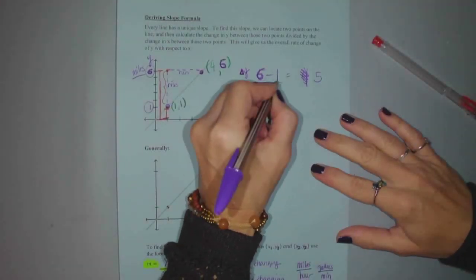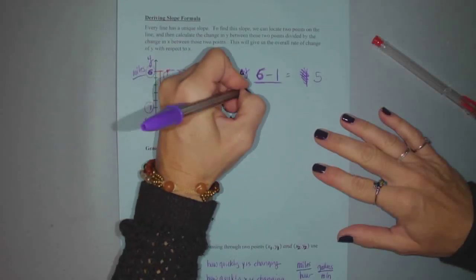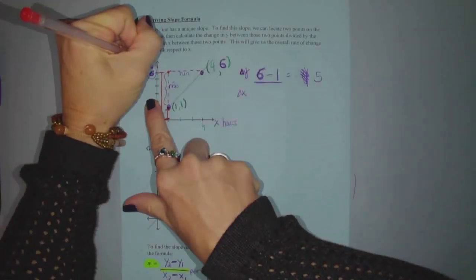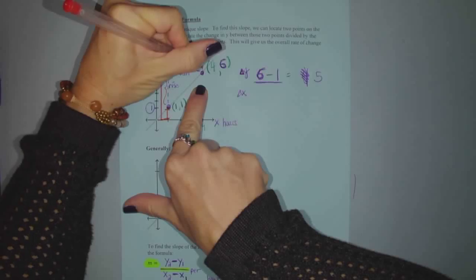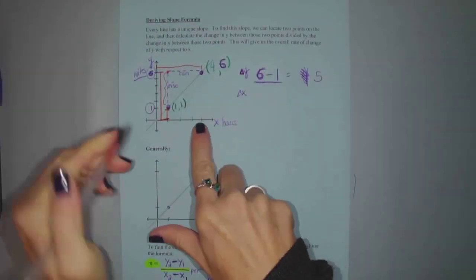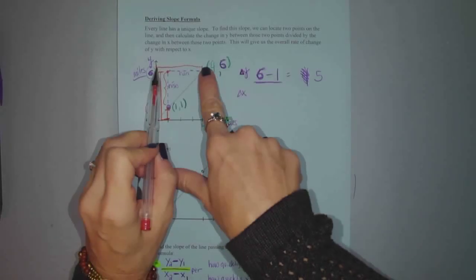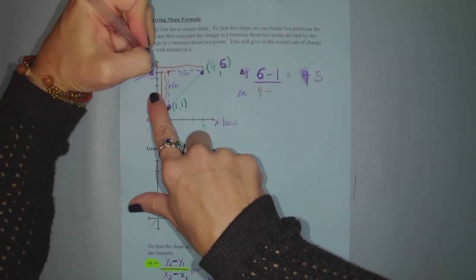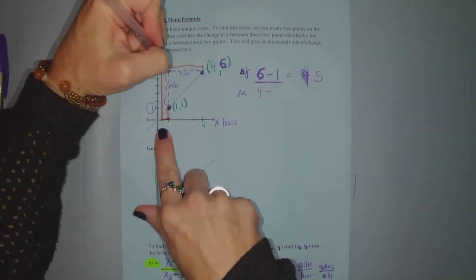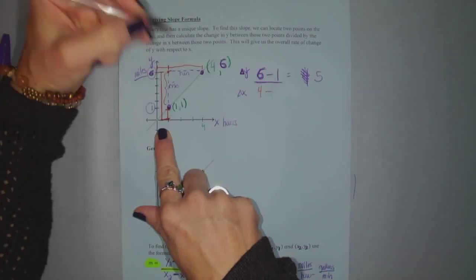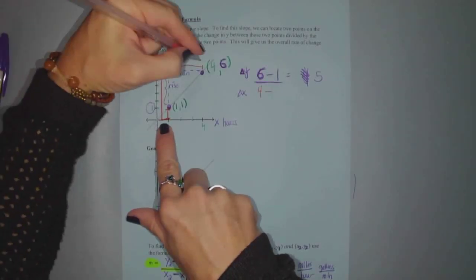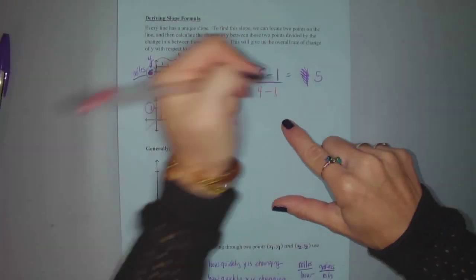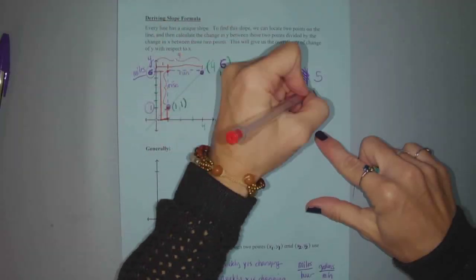Now, I'm going to divide by the change in x. So now I've got to go from the y-axis, measure out to this point, and that is 4 units, from here to here, 4 units. And then I'm going to subtract the distance from here to here, which is just 1 unit. So the whole thing was 4. The inner is 1. So 4 minus 1 is 3.